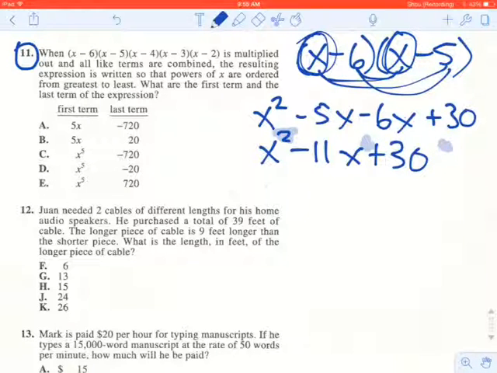So if we look at our original equation here, if we do all of our firsts, we have x times x times x times x times x, which is x to the 5th. So we can get rid of a and b.